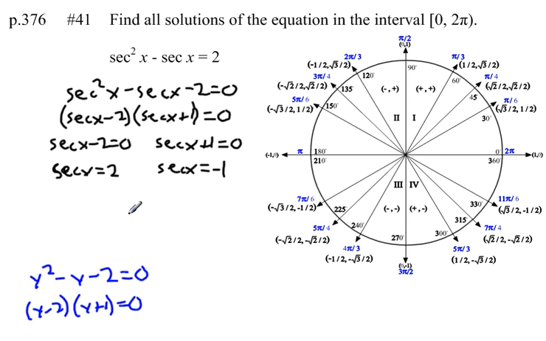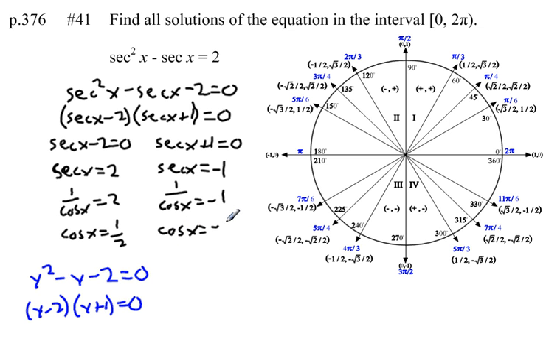All right, now, at this point, we can't quite look for our solutions yet because we don't have our answer in terms of sine, cosine, or tangent. So I know that secant is equal to 1 over cosine, so I can say 1 over the cosine of x equals 2, or 1 over the cosine of x equals negative 1. And if I take the reciprocal of both sides of these equations, I get the cosine of x equals 1/2, and the cosine of x equals negative 1 over 1, which I'll write as negative 1.